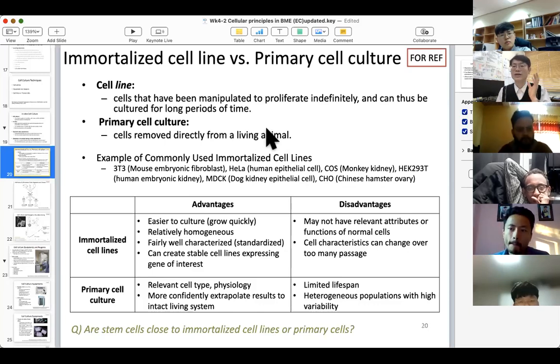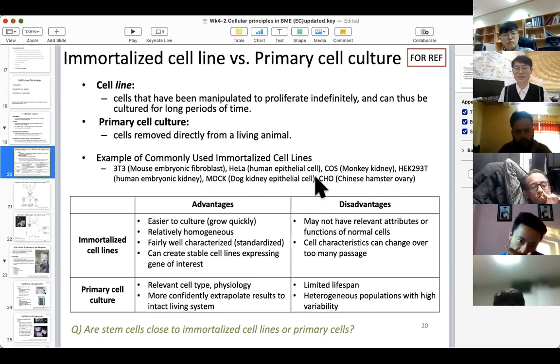And you will hear a lot when you are reading literature about cell lines. 3T3, this is a fibroblast cell line. HeLa, which I just talked about, is a human epithelial cell, actually cervical carcinoma. COS is a monkey kidney cell. HEK cell you see a lot here, which is human embryonic kidney. MDCK, dog kidney epithelial cell. CHO cell is Chinese hamster ovary. You will see them a lot because there are only a number of cell lines people are using, okay?